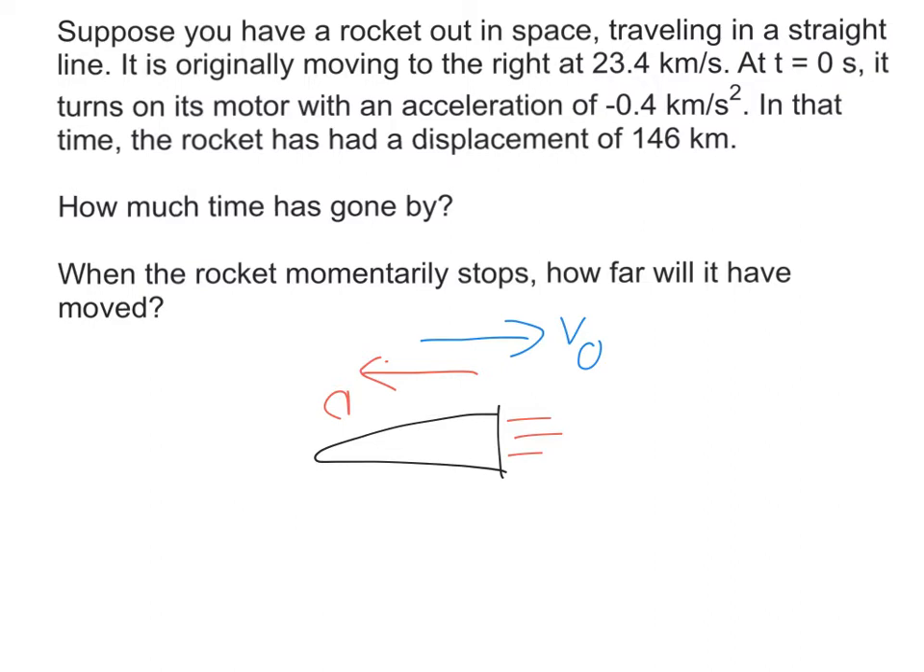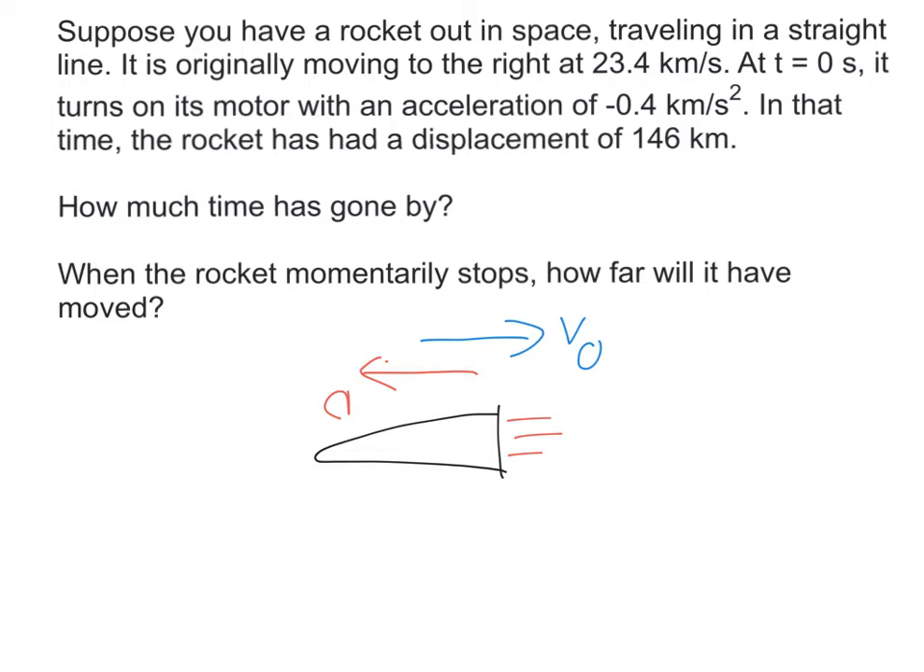So, because those two vectors are opposite, I would actually expect the rocket to eventually slow down, stop, and start reversing direction. So while it's initially moving to the right, it should slow down, stop, and then move back and accelerate into the leftward direction.